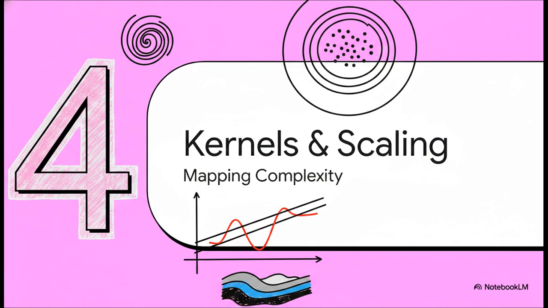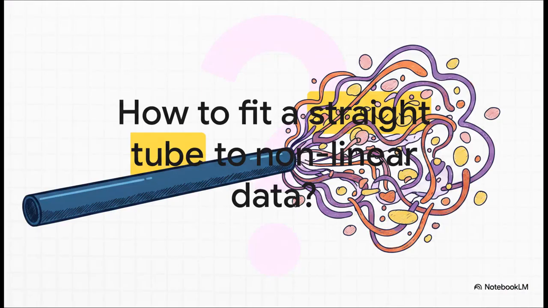Let's jump to section 4, kernels and feature scaling. It's time to map that complexity. Now, let this paradox hang in your mind for just a second. How exactly do we fit a rigidly straight tolerance tube through a cloud of data that is bending, curving, and heavily nonlinear? Sounds literally impossible, right?